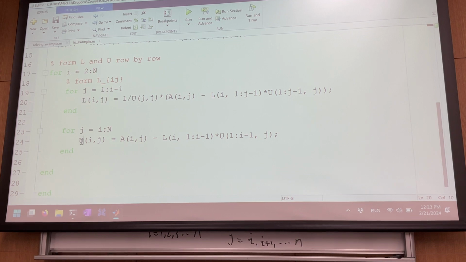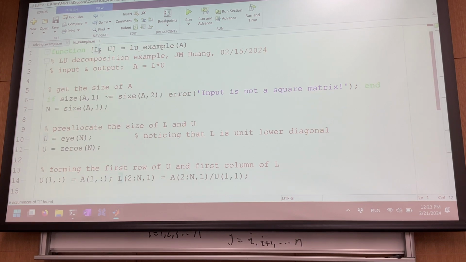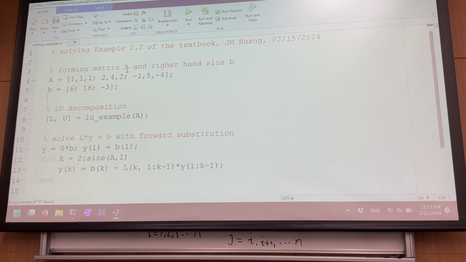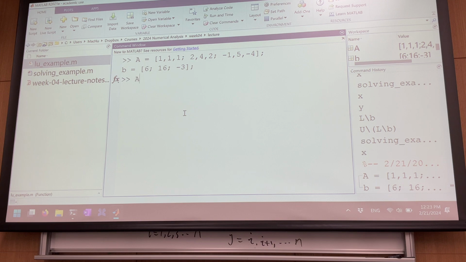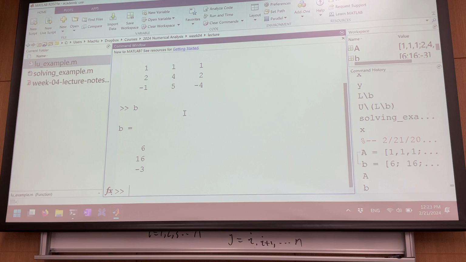You have the matrix L and the matrix U, and those are the two returned matrices. This is one example I posted. Another example I give you shows how to use the LU decomposition to solve a linear problem like A times X equals B, where the A matrix is formed here and the B vector is formed here. A is a 3 by 3 matrix, which is one of the textbook examples, and B is a 3 by 1 vector. You should be able to solve AX equals B as long as A is not singular.